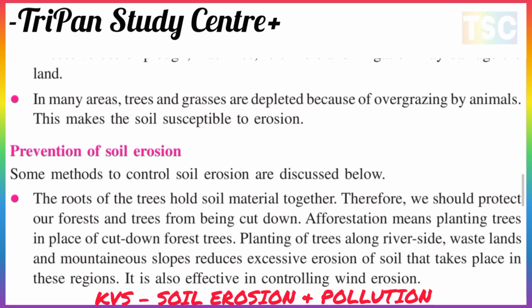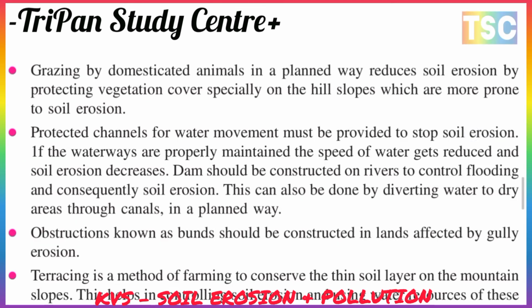Planting of trees along the river side and on wasteland and mountainous areas is a main factor. Grazing by domesticated animals should also be controlled to prevent soil erosion, by protecting the vegetation cover, especially on hill slopes, which are more prone to soil erosion.